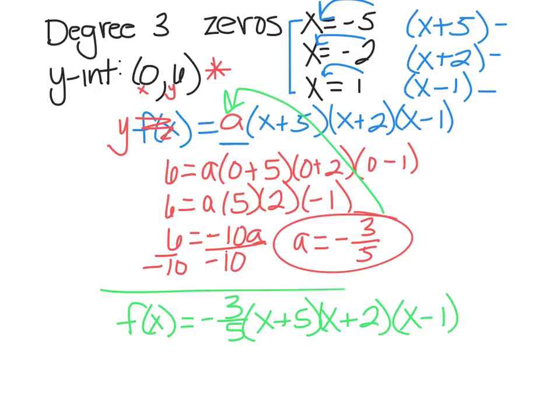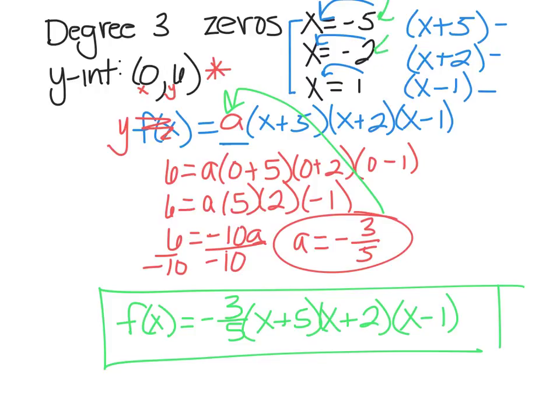I highly recommend putting this equation into your calculator, then pressing second graph to check to see if there's zeros at 5, negative 2, and 1, and check that your intercept is 0, 6. If that's the case, then your answer is correct. If for some reason it's not the case, then we need to go back and figure out where we made the mistake.